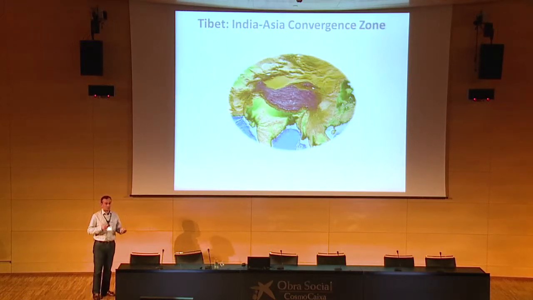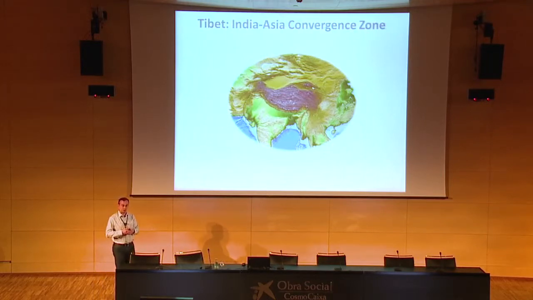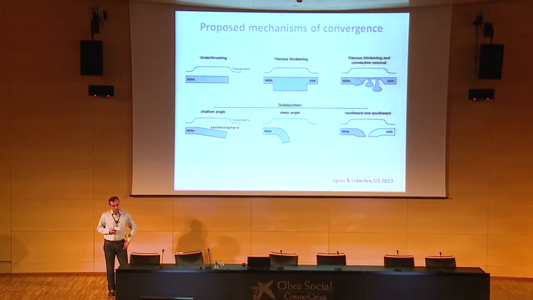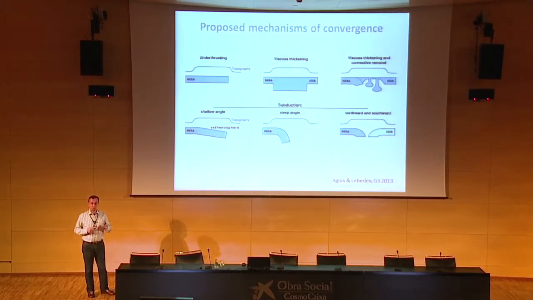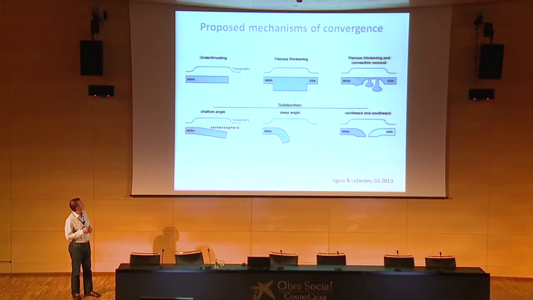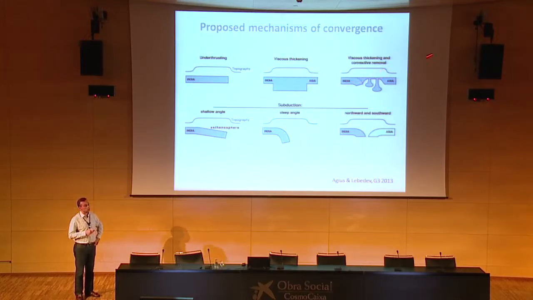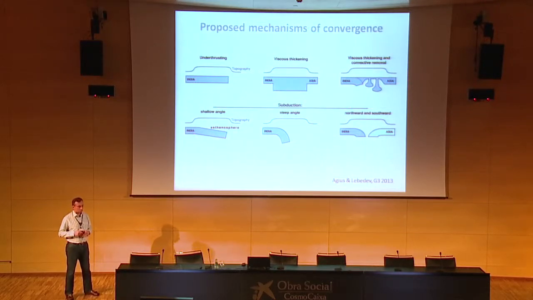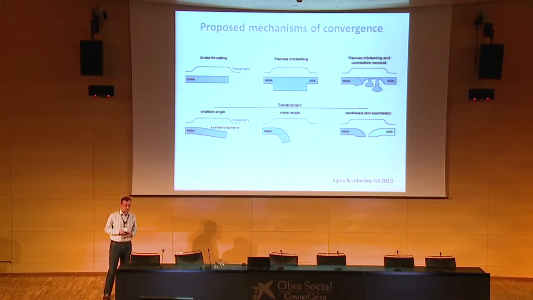An alternative model suggests that channel flow in the crust may have contributed to growth in the thickness of the crust in the east, and therefore the uplift. So these are some of the mechanisms of convergence that are advocated today. There is underthrusting, of either the entire plateau or parts of it. There is viscous thickening with stabilization of the thick lithosphere, thickening followed by drips or convective removal of lithosphere, and different flavors of subduction, shallow angle and steep angle.